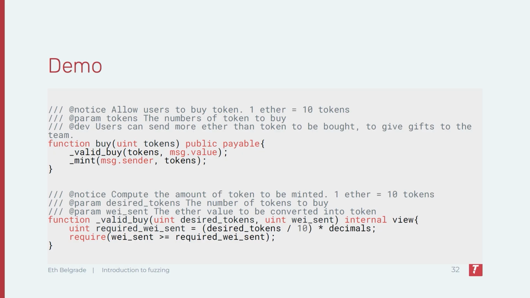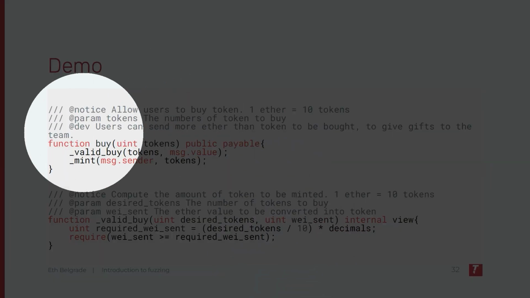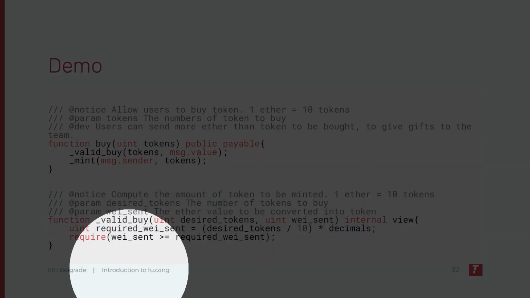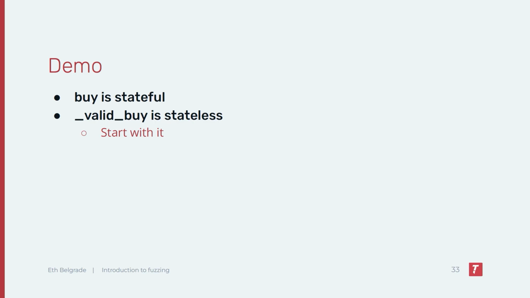If we go back to our example, there are two functions here: buy, which is a stateful function that receives some ether and gives some tokens, and validBuy, which checks that you are sending enough tokens. Again, we have a conversion of 1 to 10: 1 ether is equal to 10 tokens. Where to start? Going back to our discussion, we have a stateful function, buy, and a stateless function, validBuy. So let's start with validBuy. It's a simple function: you take some parameters and revert when you don't provide enough amount.